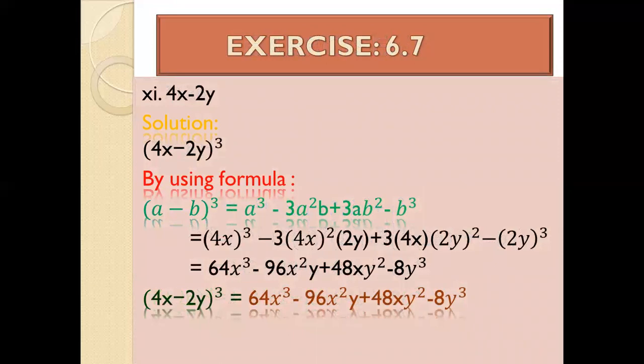The next one is 4x minus 2y. Now we have the formula of minus. 4x minus 2y. A is 4x and B is 2y. The formula is a cube minus 3a square b plus 3ab square minus b cube. Only we replace the values of a and b with 4x and 2y. After simplifying the expression, we got our required answers. You should be careful about the signs and also the power of the variable.